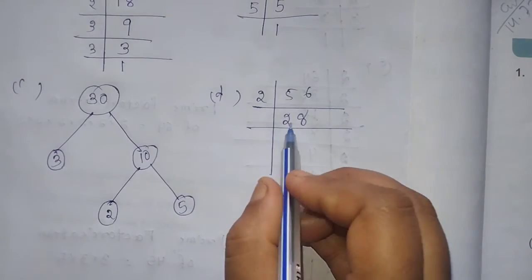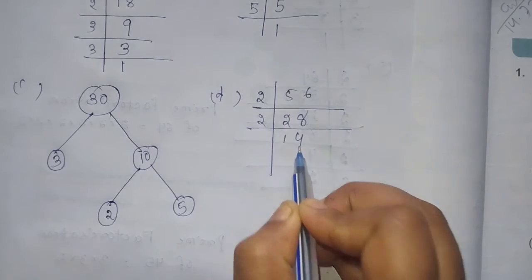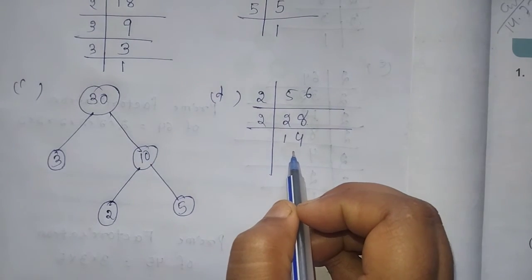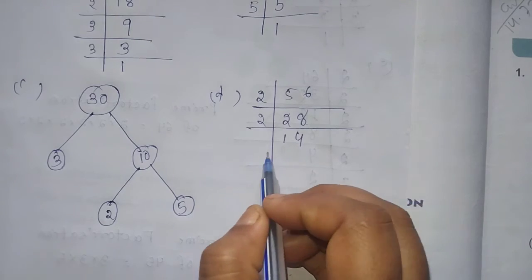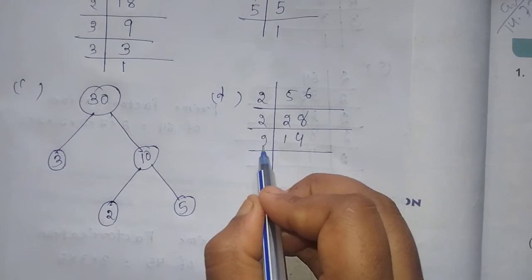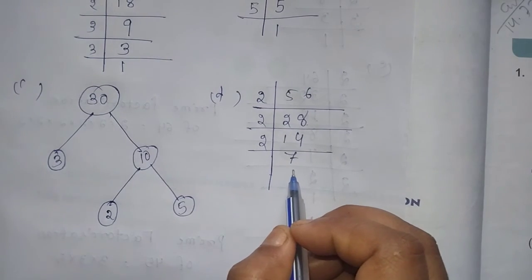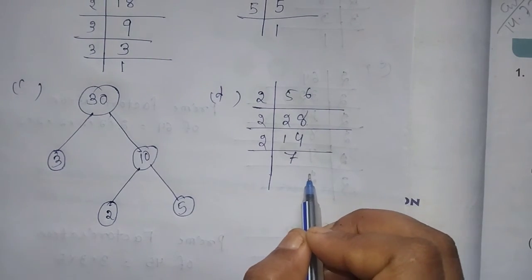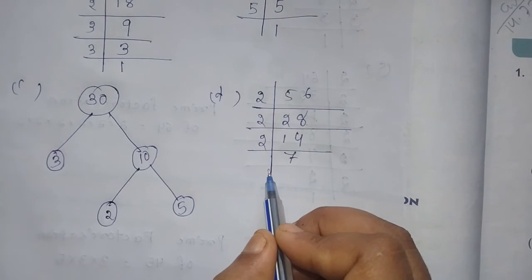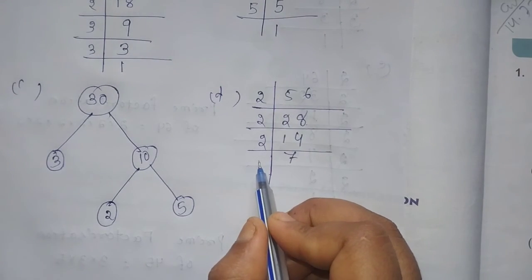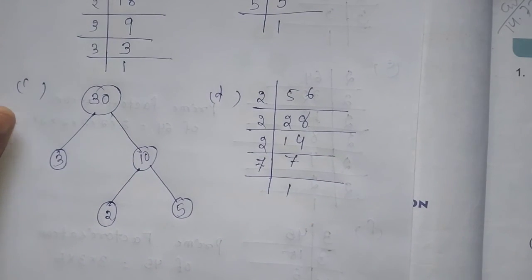Then we can divide 28 by the prime number 2. 2 1s are 2, 2 4s are 8. We get quotient 14. Then we divide 14 by the prime number 2. 2 7s are 14. And we write quotient 7. Then we divide prime number 7 by prime number 7. We get 1.